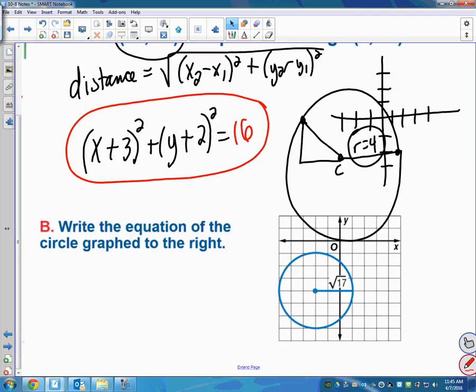I don't really know why I put this one here. I think just because I had a square root in it. But hopefully we're feeling pretty good about this. On this one, they give me the radius, right? As a square root of 17. What's my center?